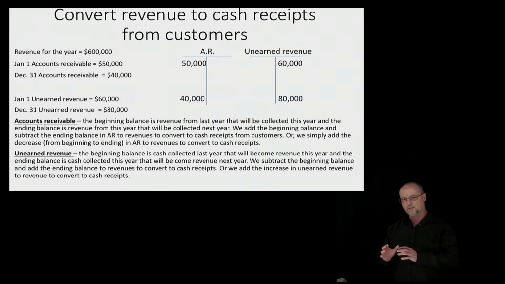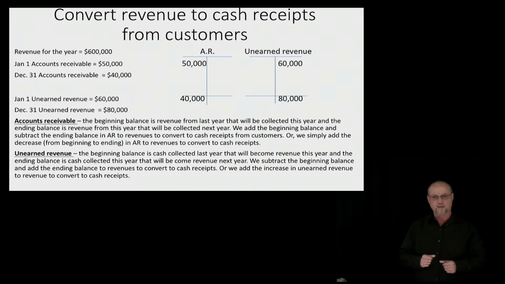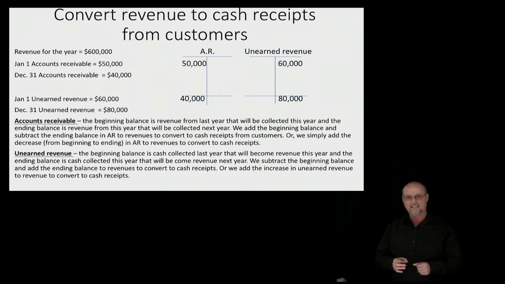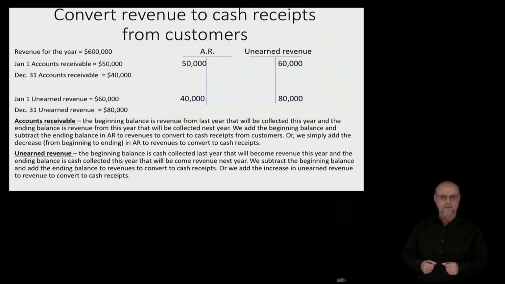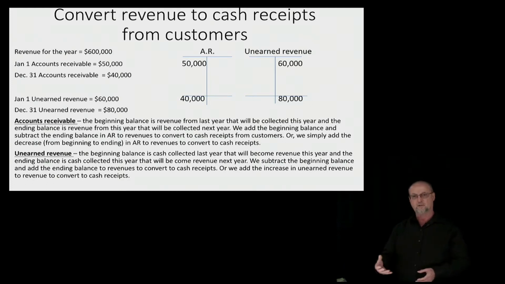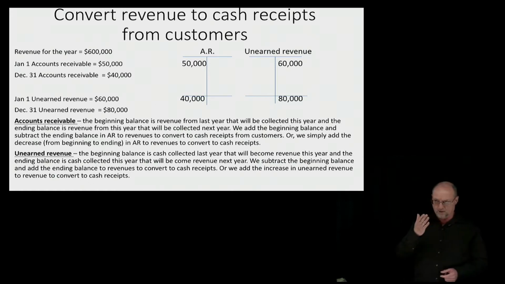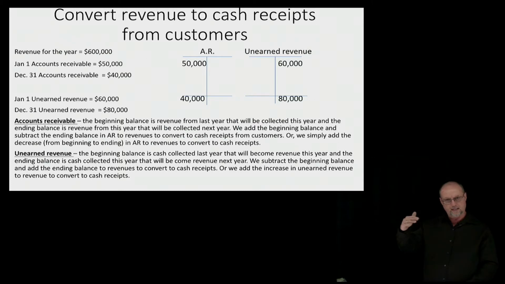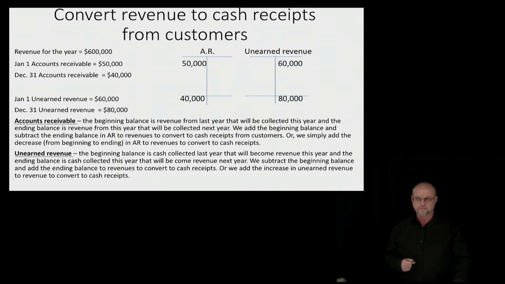So remember, we're converting revenues to cash collections from customers. So what we're going to do is we're going to add the beginning AR to revenue, and we're going to subtract the ending AR from revenue. And that's going to give us part of the cash collections from customers. Now, you may recall, if you saw the indirect method, that when the AR balance decreases from beginning to end of the year, it's because we collected cash. So you can simply look at the difference, and if it's a decrease, we'll add the decrease, and if it's an increase, we would subtract the increase from revenues, and again, we'd come up with the same number.